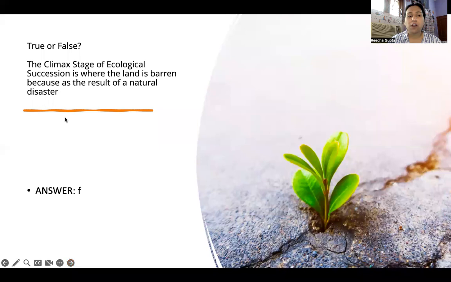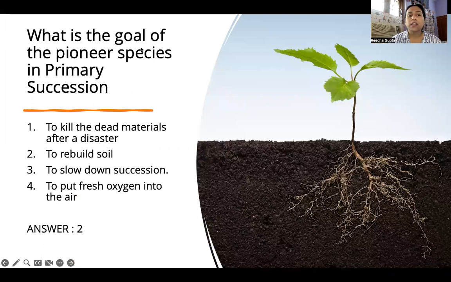Then next is true or false. The climax stage of ecological succession is where the land is barren as a result of natural disaster. Climax of ecological succession or the start of the ecological succession? So this statement is false, because the climax stage is the end game of the succession. The land is not barren, and here basically soil is there and climax will be the stable community. So the answer will be false. Next is, what is the goal of the pioneer species in primary succession? The goal is to build the soil for the new species. So the answer will be the first. It will not slow down the succession, rather it will speed up the succession process.